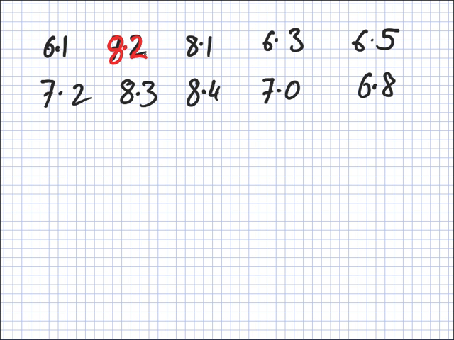So you realise it'd be pretty pointless to put this in a frequency table, because if you did, you'd have something silly like this. You would have 6.1, one of them. 6.3, one of them. Right? So this is a little bit pointless to put into a frequency table. So instead of using a frequency table, we use a grouped frequency table.